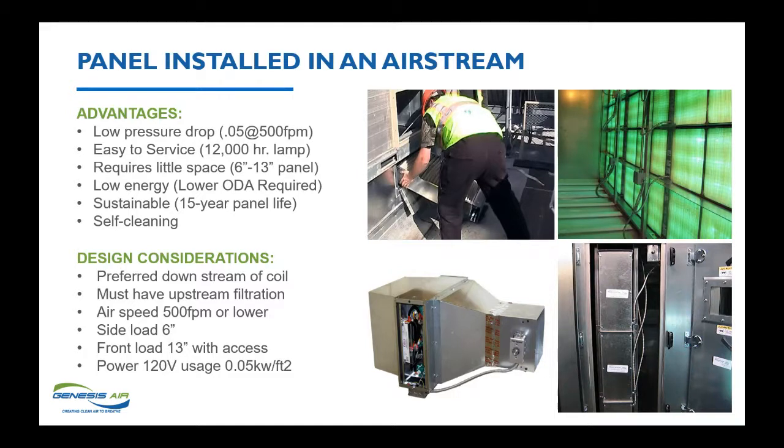And if you're in a supply duct that's at 1,200 feet, you simply expand the ductwork out in a 3-foot section, add the panels, and then reduce it again. So side load 6 inches, front load 13 inches. And here's a really handy feature. It doesn't take much energy. Those lamps use 0.05 kW per square foot. Now that's not in the room, that's across the face of the airstream. So that's very little energy. Let's move to the next slide.